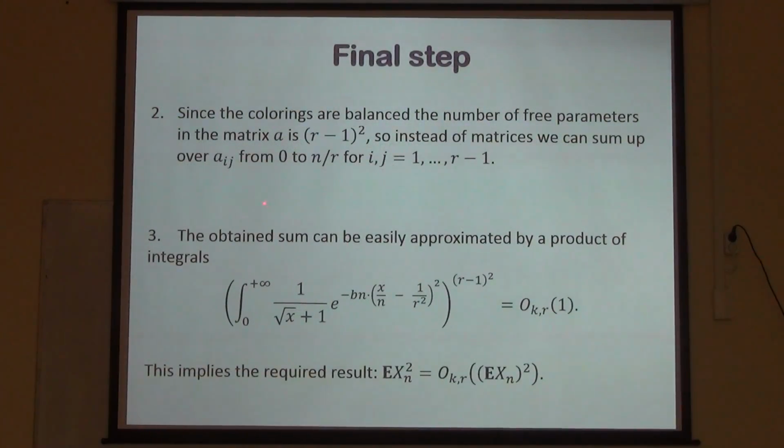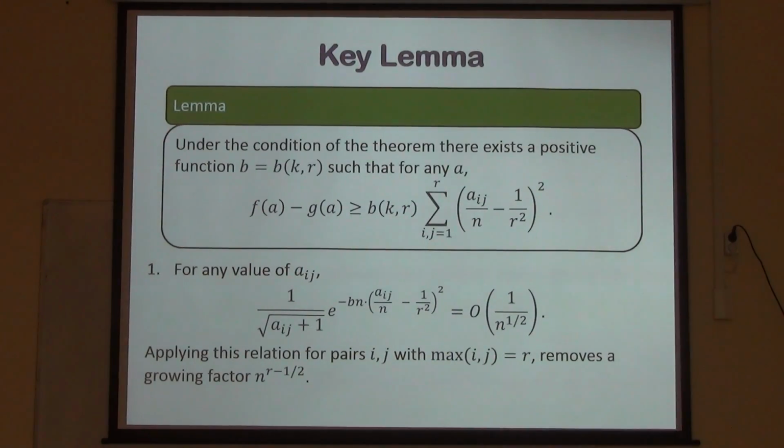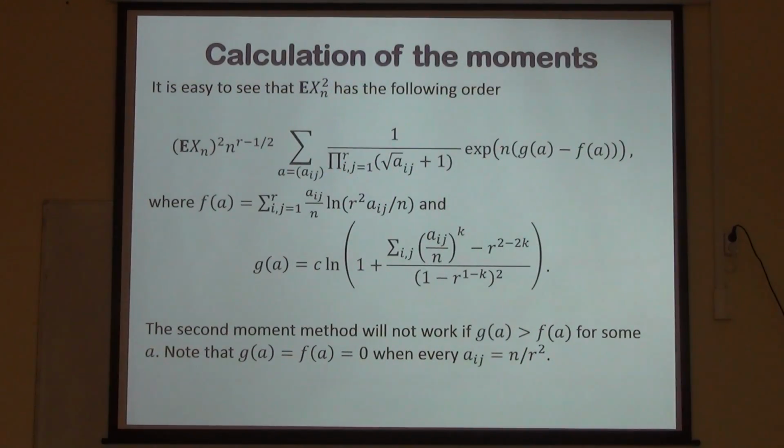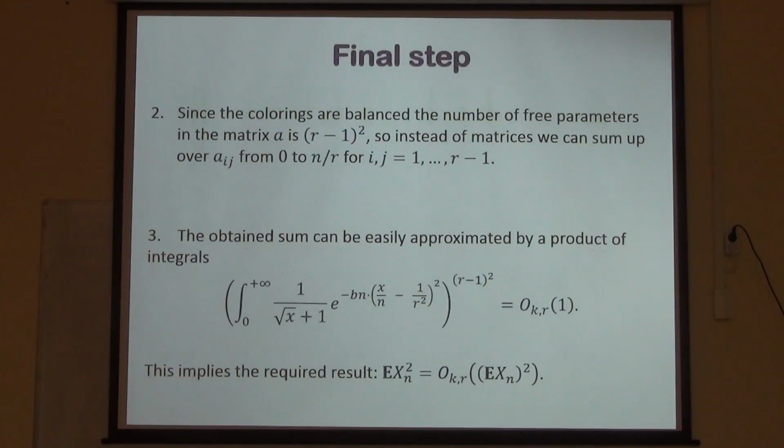The next step: I have already said that the number of free parameters in the matrix is (r minus 1) squared, and the remaining sum after the substitution can be approximated by a product of integrals. Every such integral is bounded, so we will have some bounded product. And this implies the required relation, that the second moment is at most the first moment squared, with some constant depending on r.